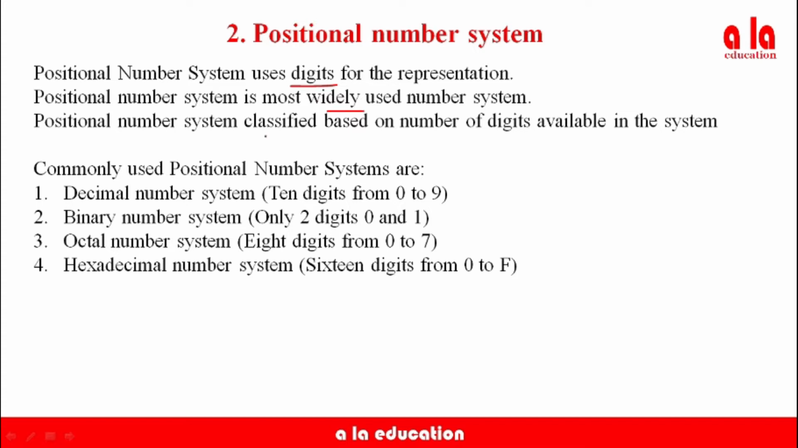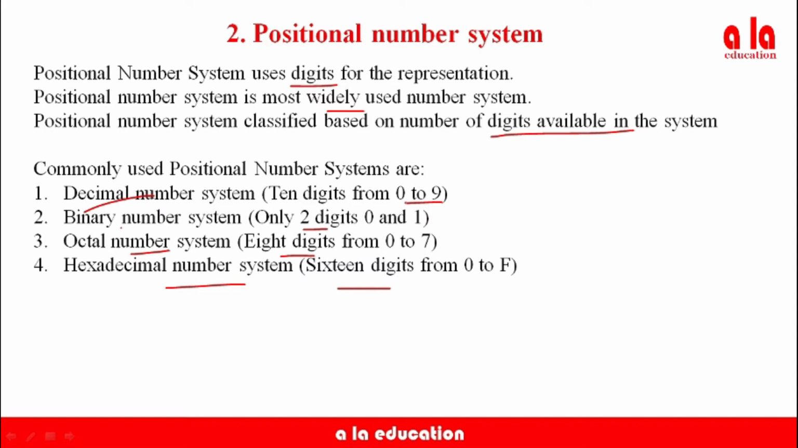The positional number system is again classified based on the number of digits available in the system. If the total number of digits is 10, we call it a decimal number system. If the total number of digits is 2, we call it a binary number system. If the total digits available are 8, it is an octal number system. If the total digits are 16, it is a hexadecimal number system. Specifically, the 10 digits are 0 to 9, and we call that the decimal number system.